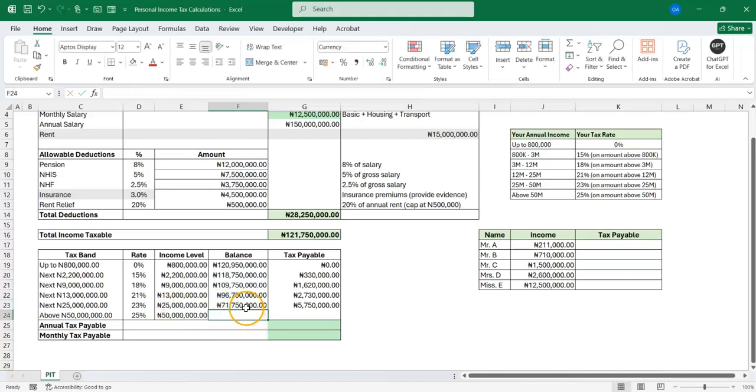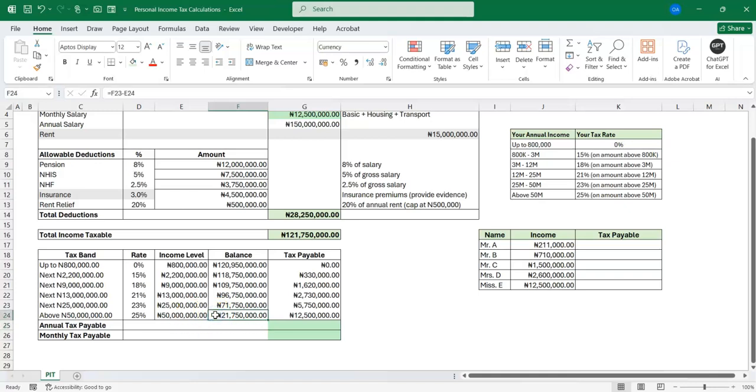And then lastly, we know that the balance, 71 million, is greater than 50 million. Then we go ahead lastly to charge it at 25%. So we come here to say equals to 50 million times 25%. And then we calculate that. That will be 12.5 million. And then we come here lastly to less it: this amount minus 50 million, and then we have it.